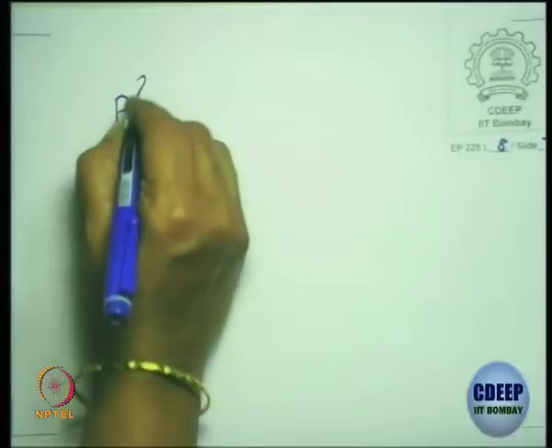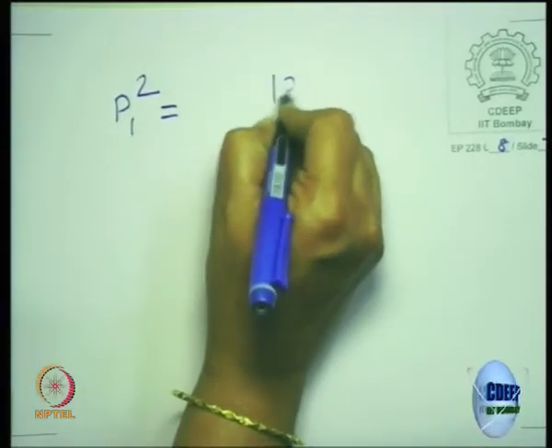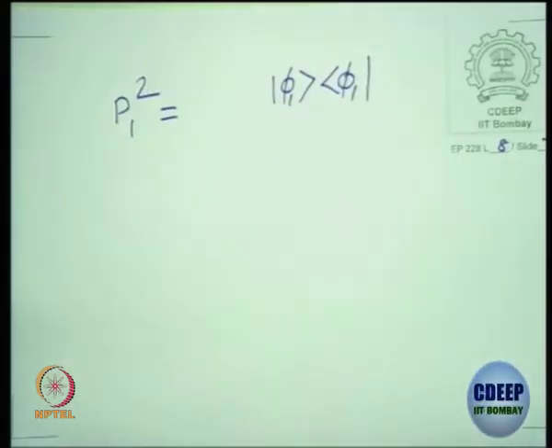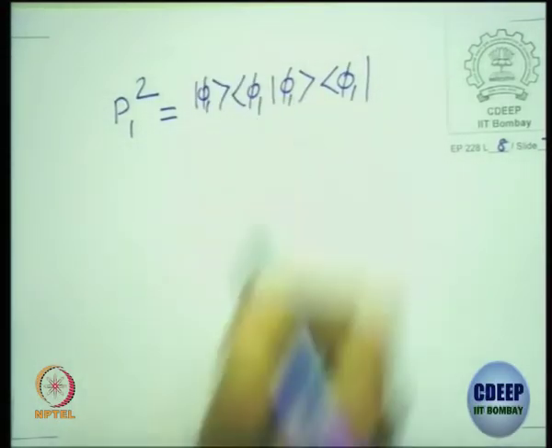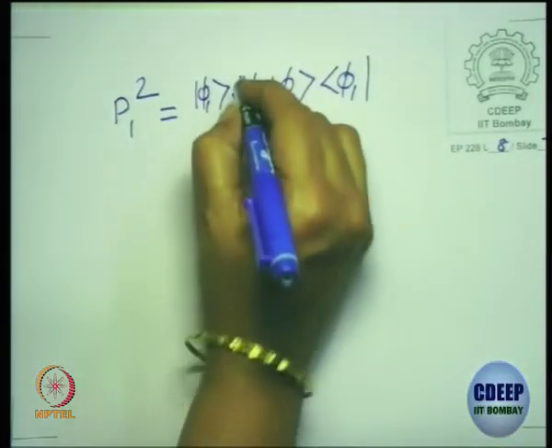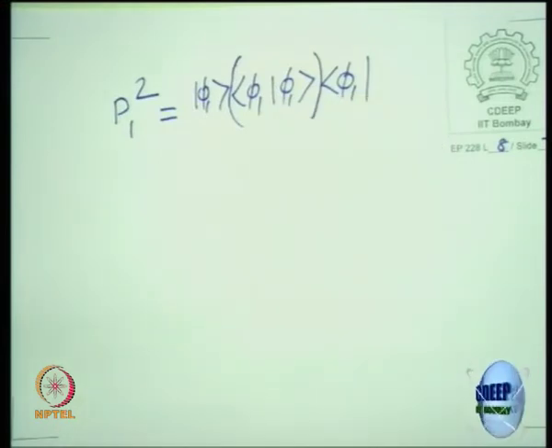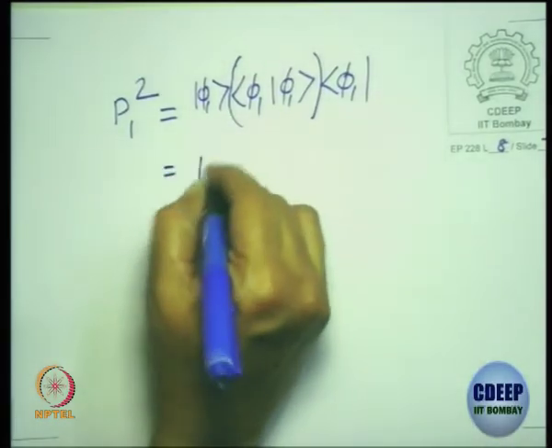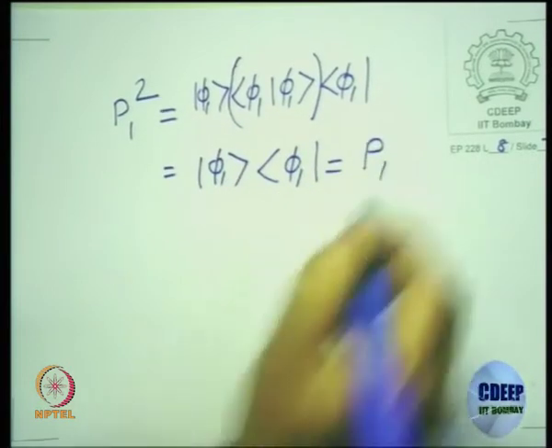Let's take P1 squared. What is P1 squared? P1 squared is, P1 is phi 1 phi 1, so you will also have a phi 1 phi 1. But what is this? We have taken an orthonormal basis, so that is 1. So, this is the same as phi 1 phi 1. That is the property of a projection operator.